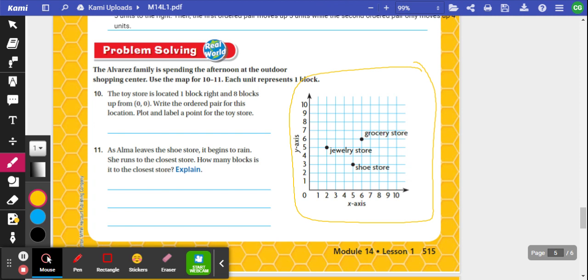Okay, so 10. The toy store is located 1 block right. So each unit, so when we're moving it, it's 1 block. So this toy store is located 1 block right and 8 blocks up from 0, 0. So I'm going to start here. I'm going to start at the point of origin of 0, right? And I'm going 1 block to the right. They're not calling it units, they're calling it 1 block. And then I'm going up 8. So where is the toy store? Toy store is going to be right here. So this is toy store.